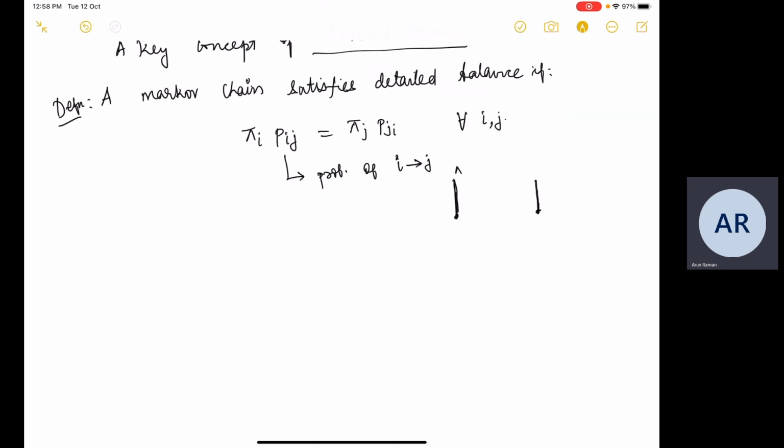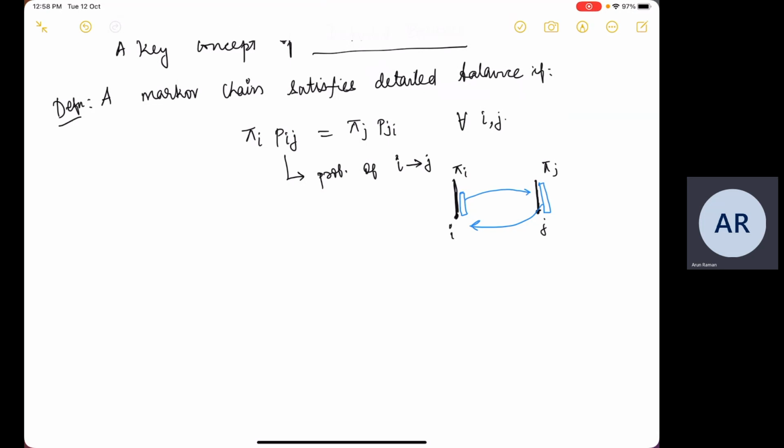Okay. So let's say this is state i, this is state j, and the length of the stick denotes pi i and pi j. What it means is that the fraction of the probability distribution that is going from i to j and the fraction of the probability distribution that is leaking from j to i are the same. So the rate depends on what already exists. This is one interpretation, if it helps you.